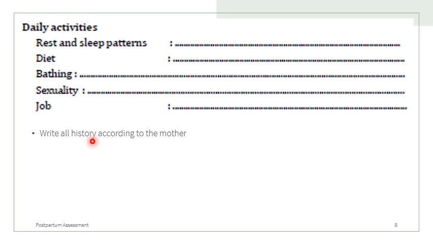Next one, we write about the daily activities of the mother. If the mother is a housewife, a company worker, or anything else, then we write here what's the job, how's the sexual life, how's the bathing, the diet, rest and sleep pattern. So how many times the mother eats a day, how many times the mother showers a day, what time the mother sleeps, what time the mother wakes up, and how's the sexual relationship between the father and the mother. We write everything here so we can assess any problem that is possibly happening with the mother.